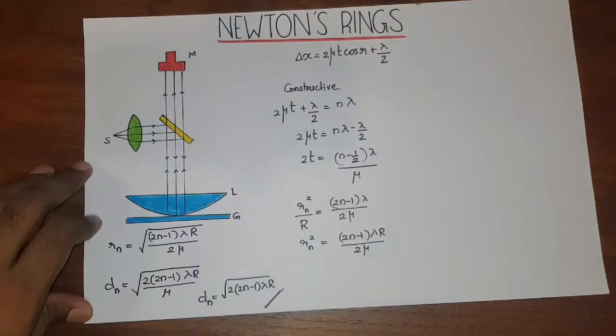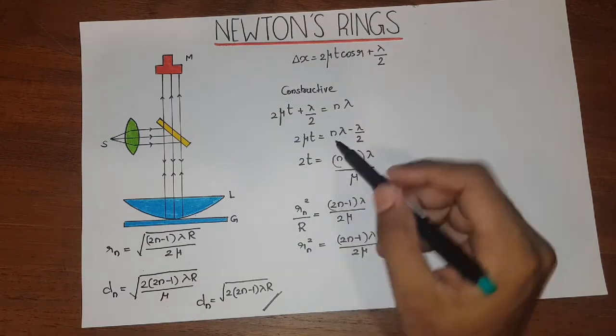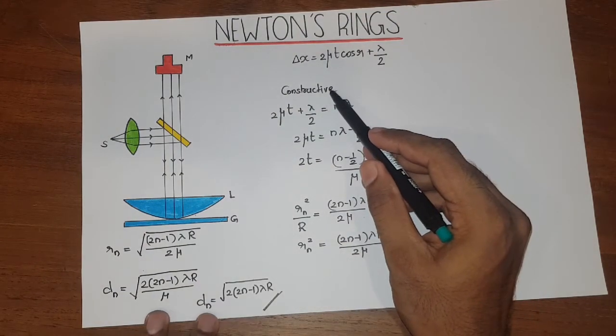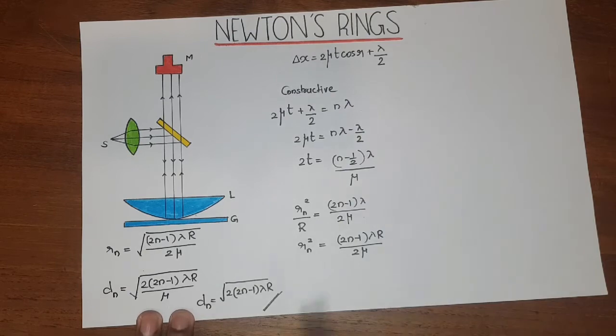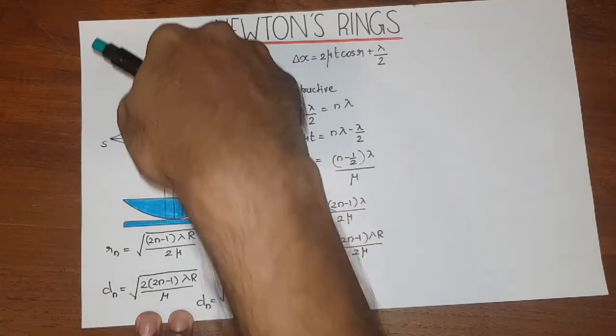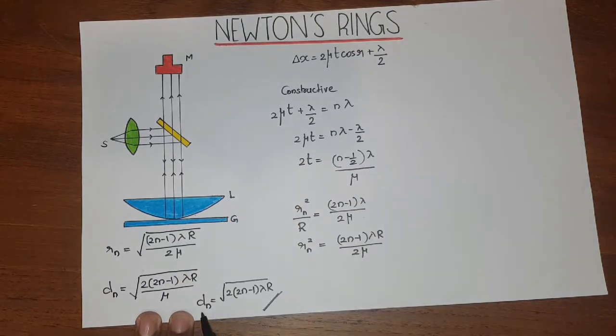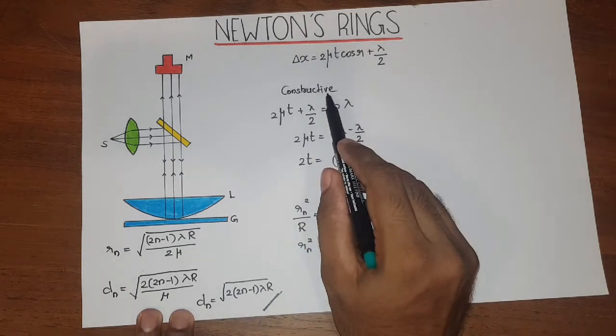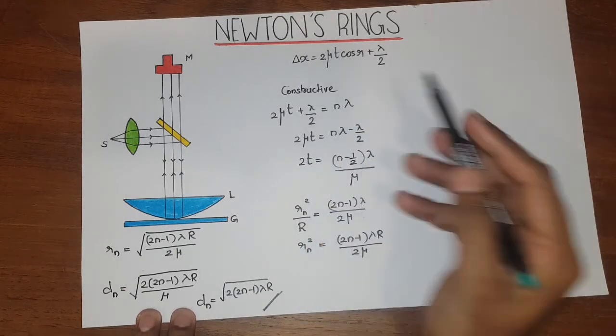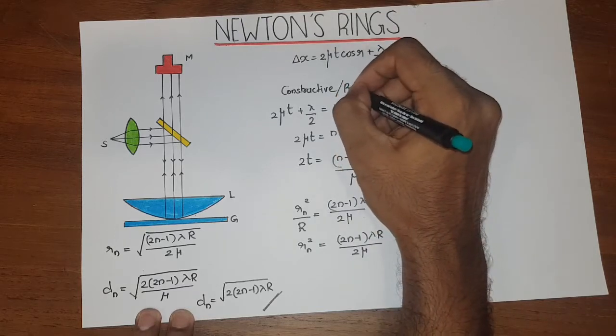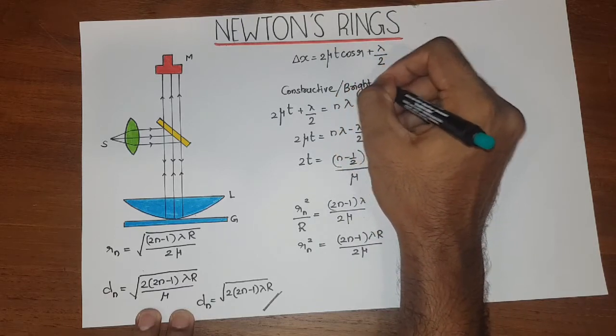And what condition did we apply over here? We applied the condition for constructive interference. So when you observe from the microscope, you will be seeing several rings, and whichever ring has this diameter which satisfies this condition, that ring will be a ring which is having constructive interference, or that will be a bright ring.